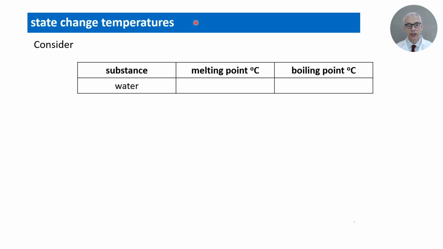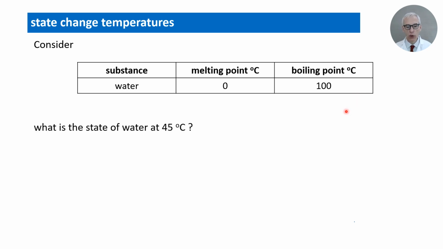Let's look at state change temperatures, by which we mean melting point or melting temperature, boiling point, boiling temperature. You are expected to recall those temperature points for water. Pause, write down the melting point and boiling point of water. Okay. The melting point of water is 0 degrees Celsius and the boiling point is 100 degrees Celsius. You are expected to recall that at GCSE.